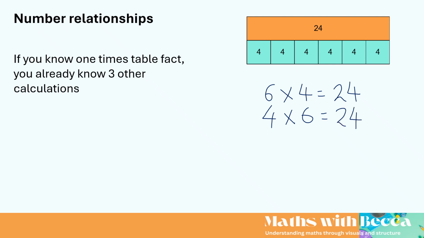But we also know that if we have 24 and we divide it into, let's say, 6 boxes, there will be 4 in each box. And that if we want to know how many 4s go into 24, there will be 6 lots of 4. So you kind of know more than you think you do. So if there's a times table fact that you know, it means that you can also use that for division. So that's one thing to bear in mind.